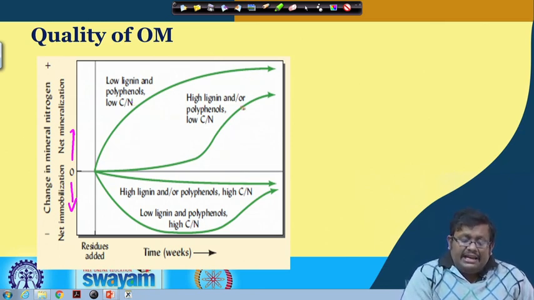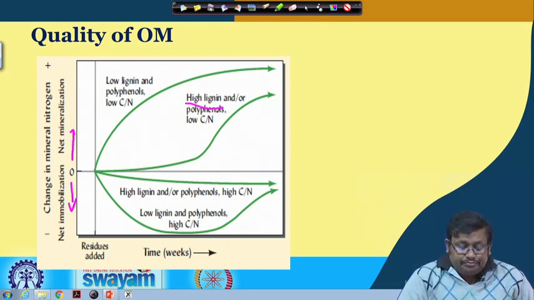However, when there is high lignin and polyphenol and low C:N ratio, we are getting an increasing trend, but it is somewhat low because of the presence of high lignin content.